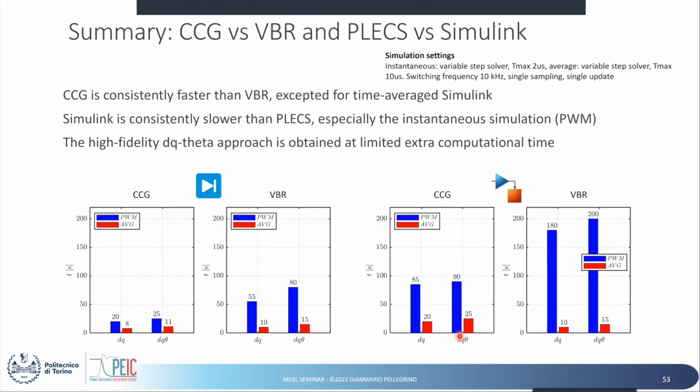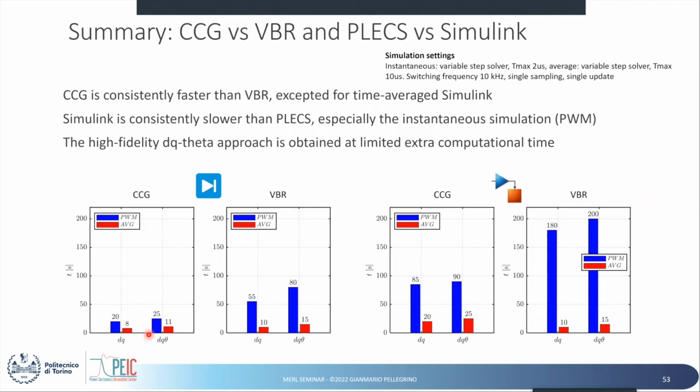So just an overview of computational time. This is PLECS, current generators or voltage behind reactors, and Simulink current generators or voltage behind reactors. So you see there is a trend of PLECS being quicker. So the nice conclusion is that if you go DQ theta in PLECS, at least with the CCG, the extra time is not dramatic. So red versus red means DQ versus DQ theta, and for time average, it is not dramatic what we have to spend here. And also instantaneous, so PWM against PWM, it is 20 seconds versus 25. So the DQ theta advanced accuracy is not so costly in terms of computation.